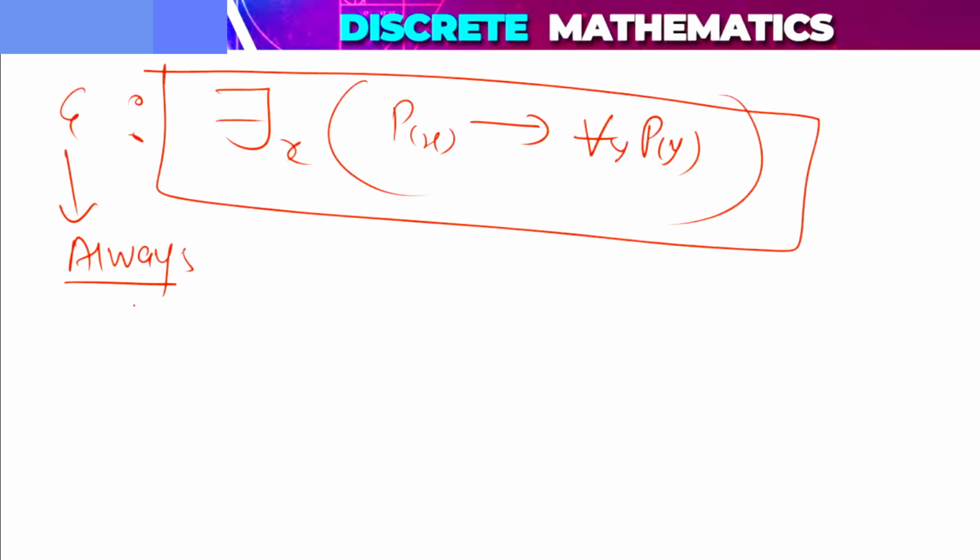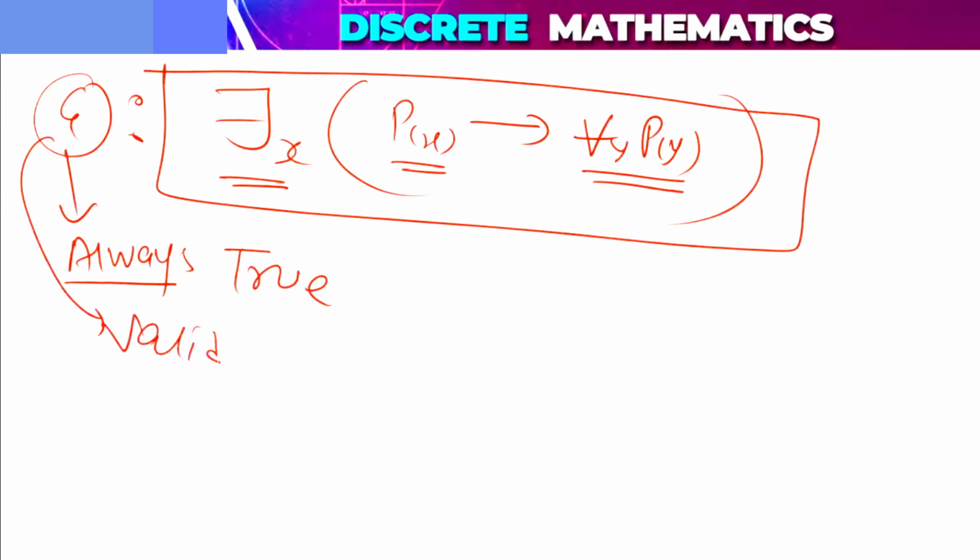Yesterday we were talking about valid and satisfiable, these things. You can take this example there. Remember, there exists x, some property P(x), implies for all y, P(y). This G is always true. Basically this G is valid, which means there is no counter-model. For this G there does not exist a counter-model.